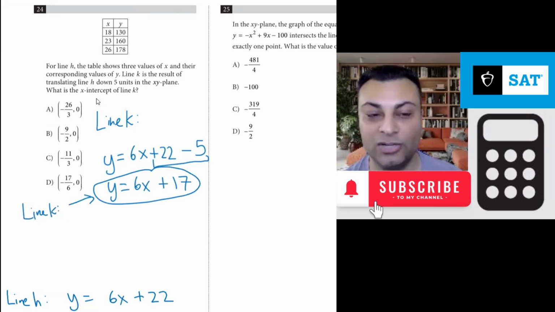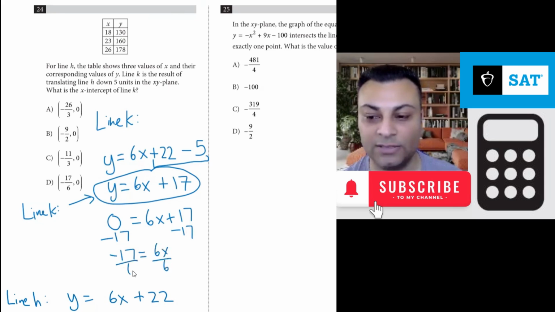And they want the x-intercept. That's what happens when you plug in 0 for y. So let's go ahead and plug in 0 for y. They even tell you right there the y coordinate will be 0. So 0 equals 6x plus 17. You go minus 17, you have negative 17 equals 6x. And you divide by 6, divide by 6.